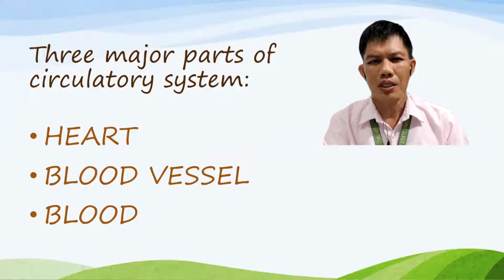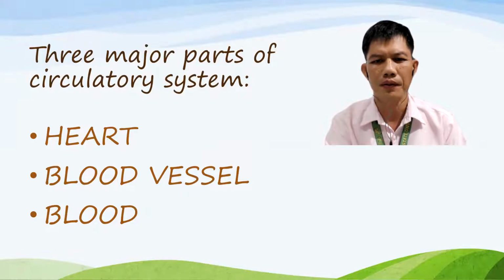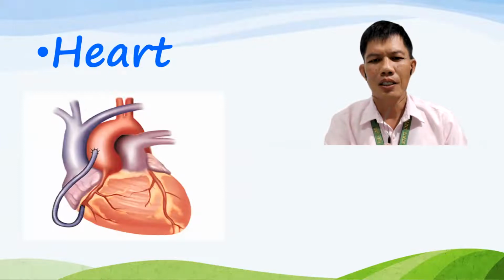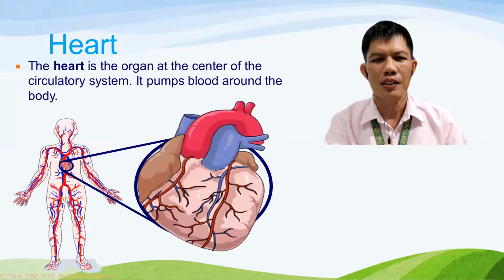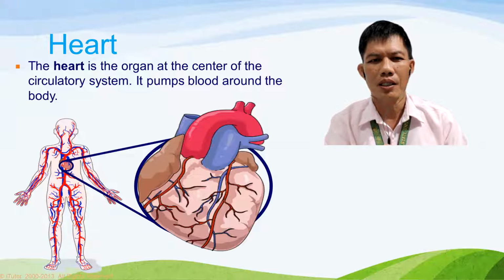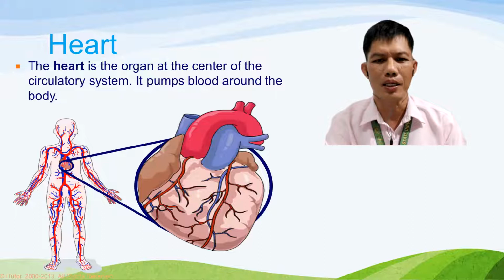The circulatory system has three major parts. The parts are the heart, the blood vessels, and the blood. The heart is the organ at the center of the circulatory system. It pumps blood around the body.